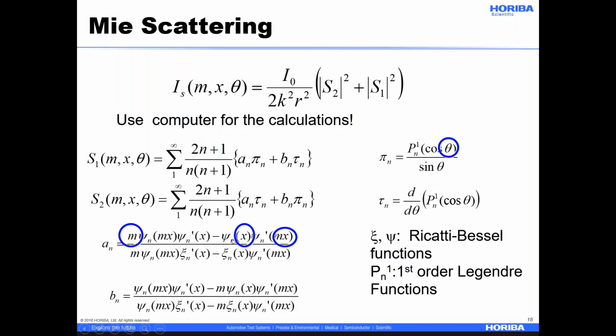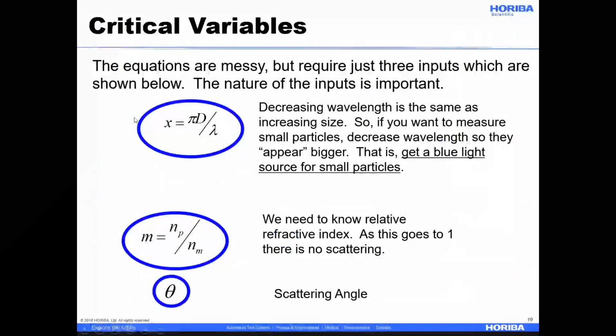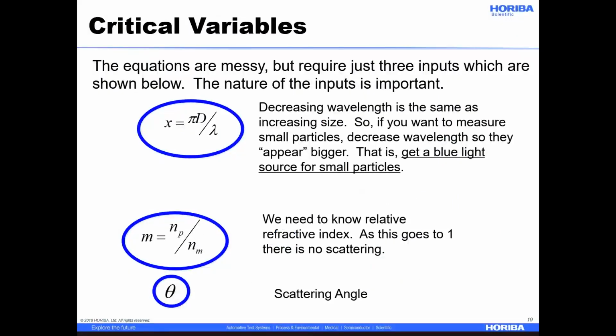You see numbers M and X, M times X, and theta. There's our friend X again, which I showed as alpha before, which is pi d by lambda. That says, once again, our results depend on the ratio of particle diameter to wavelength. If you want to measure smaller particle sizes, decrease the wavelength so that the particles kind of appear bigger. That will just make everything a whole lot easier.